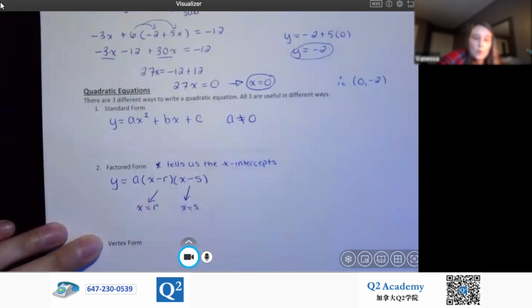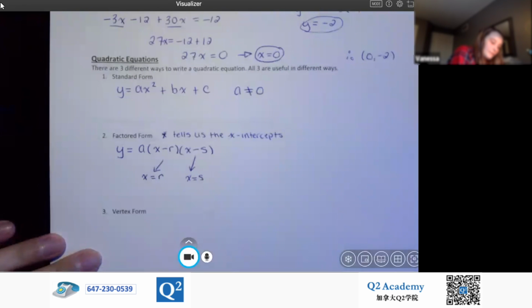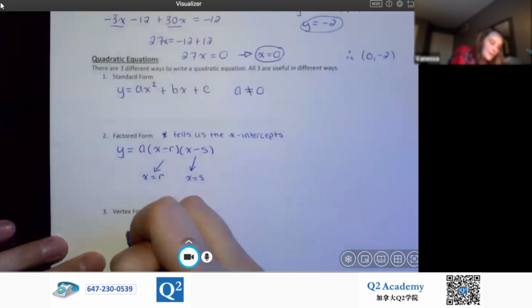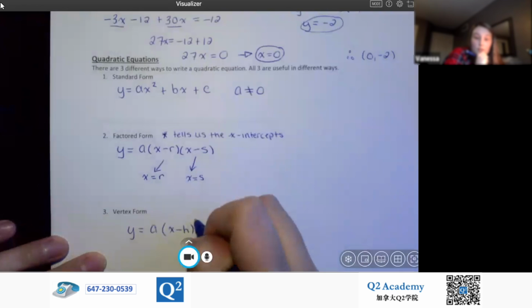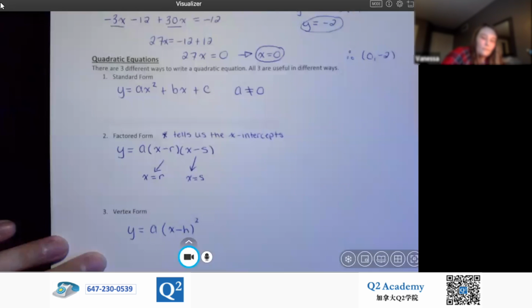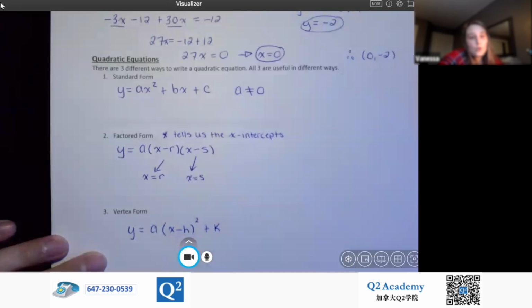The last form is called vertex form, and this form is of the form y equals a(x minus h) squared plus k. And just as you can tell by the name of it, it is called vertex form because you can tell the vertex. The vertex is going to be (h, k). So it's always the opposite sign of what's in this bracket. So it says negative h, but we know the vertex is just (h, k).